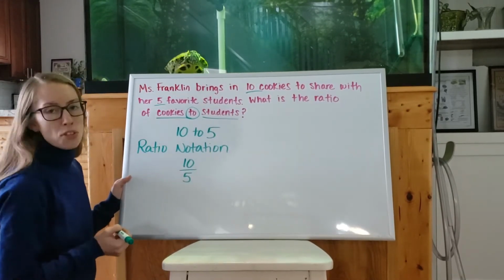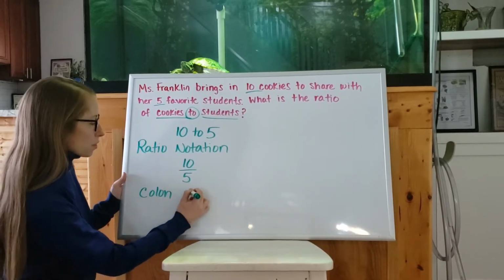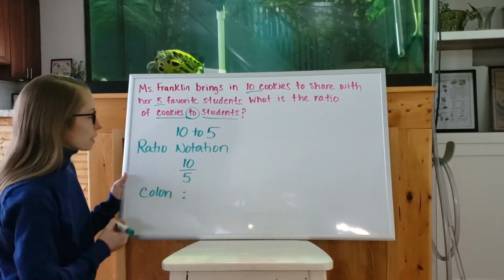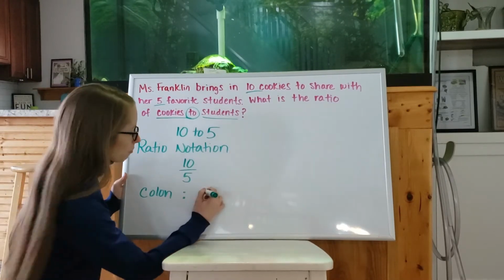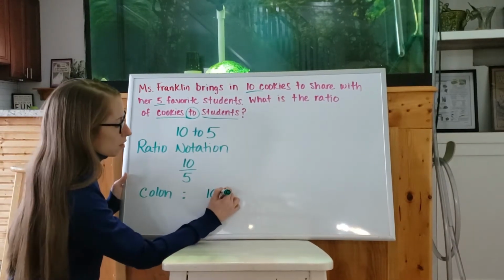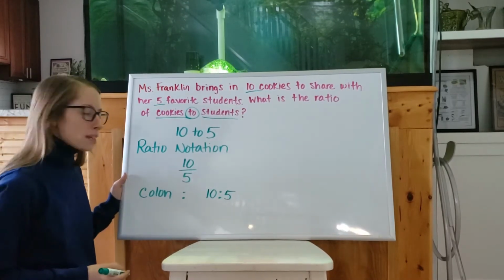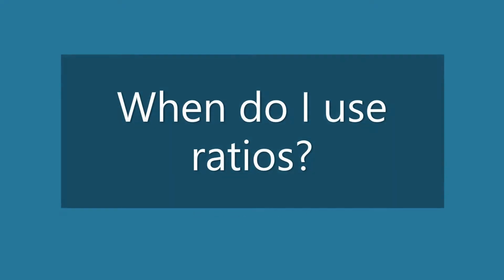The third way I could write it is using what we call a colon. A colon are those 2 little dots that you see after words sometimes. Now, if I'm using a colon, that order is still going to stay the same. So my 10 is going to come first, 10 to 5. And what this is telling me is that for every 10 cookies, there are 5 students.